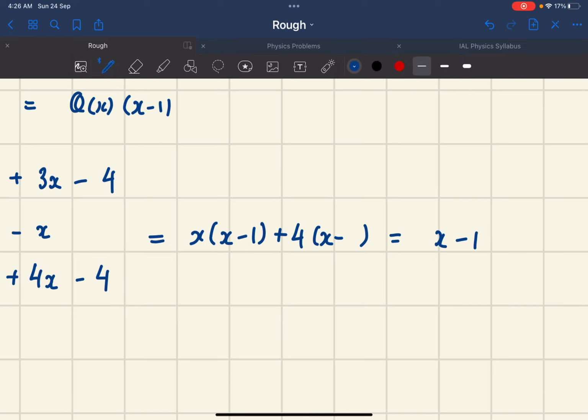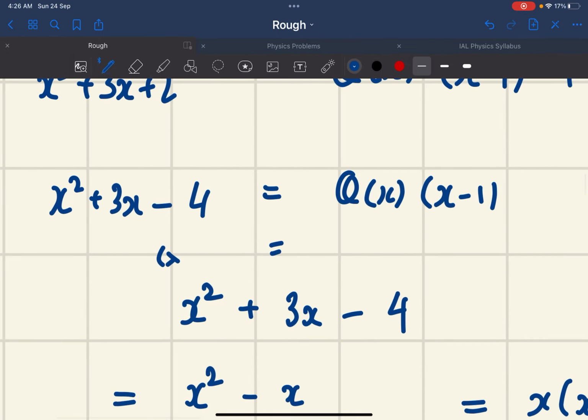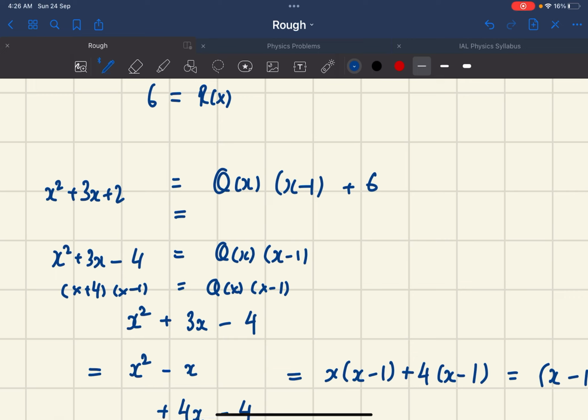This should be one. I apologize. There we go. So the left hand side expression is equal to x minus 1 times x plus 4. So if we let q(x) equal x plus 4, then let's see if everything works out. x squared plus 3x plus 2 equals (x plus 4) times (x minus 1) plus 6. Indeed, that is correct. You can check by expanding.